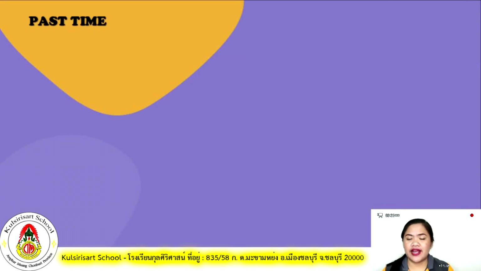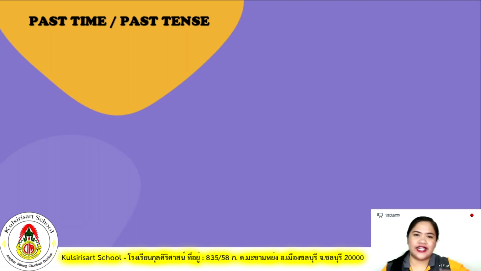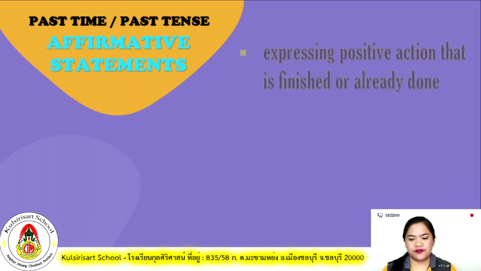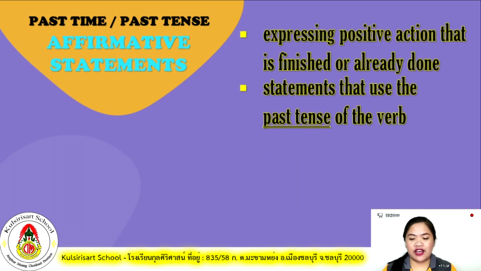We will go directly to our main topic, which is the past time. Class, when we say past time, it denotes past tense. And when we say past tense, it is the tense of the verb that means the verb or the action already happened or finished. So, we will talk about affirmative statements in the past time or past tense.